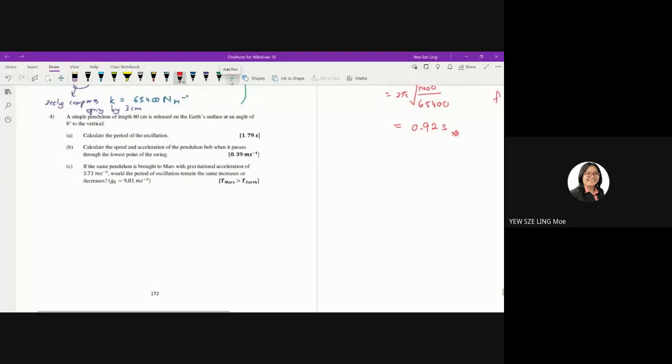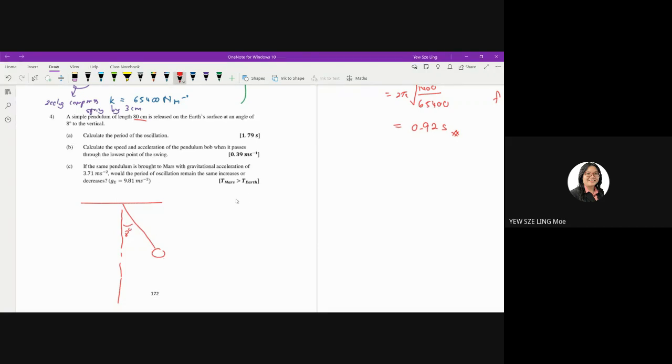So again, I'm going to start from a diagram. A simple pendulum of length 80 cm is released on the Earth's surface at an angle of 8 degrees to vertical. So now you have, again, a simple pendulum. This is a vertical line, and then this is your pendulum. So 8 degree. Okay, initial position is 8 degree to the vertical. Calculate the period of oscillation.